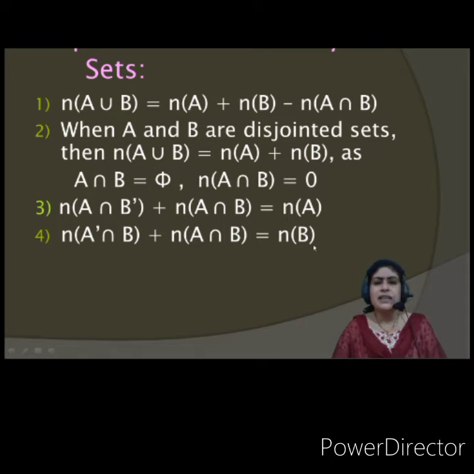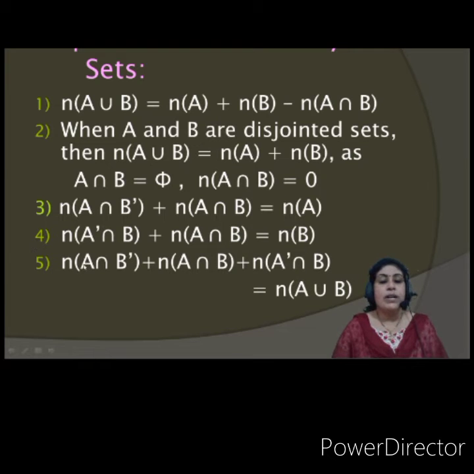See, it is very easy for me to take an example, type it down and just tell you that yeah, it is done, it is verified. But no, I want you all to try it once. Okay, number of elements of A intersection B complement plus number of elements of A intersection B plus number of elements of A complement intersection B is always equal to number of elements of A union B set.